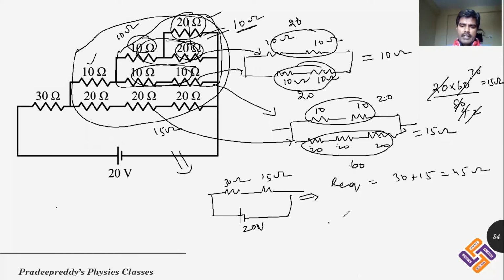And what about the current in the circuit? I is equal to V divided by R, that is 20 volt divided by 45 ohm. 5 fours are 20 and 5 nines are 45. This is 4 by 9. 4 by 9 ampere is the current in the circuit.